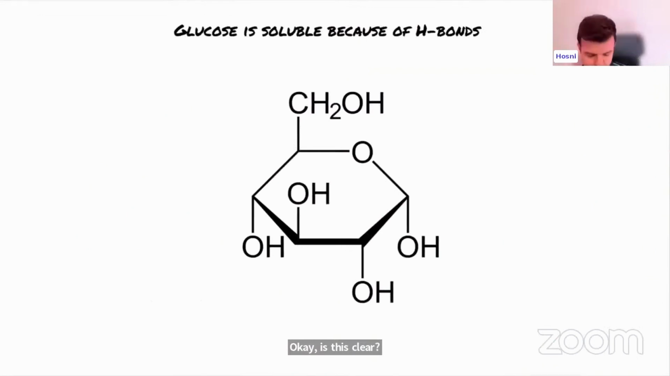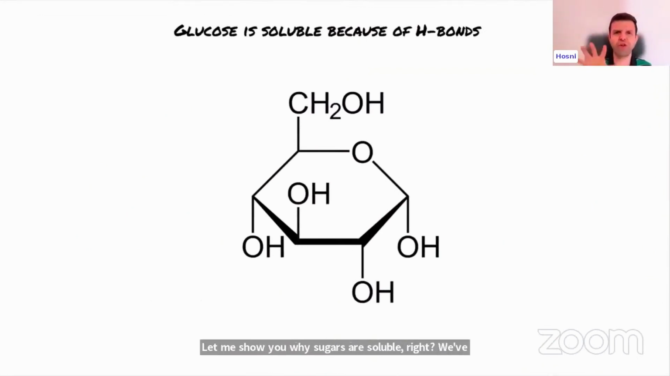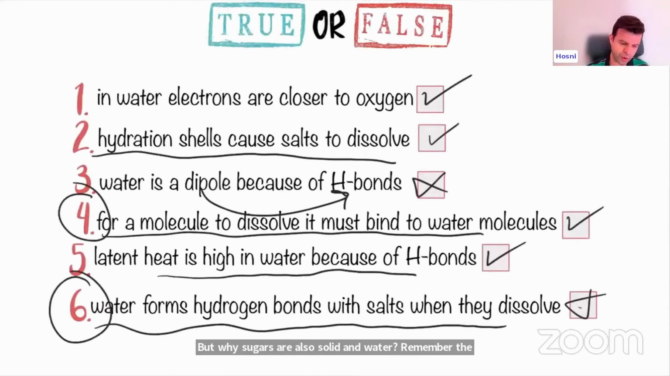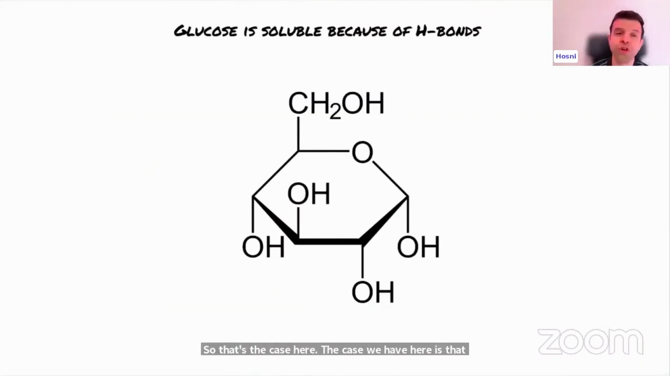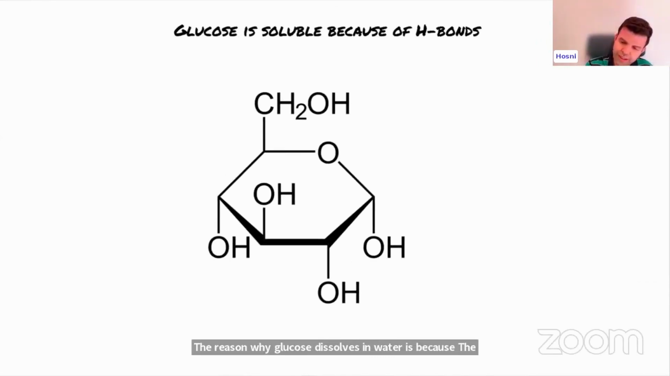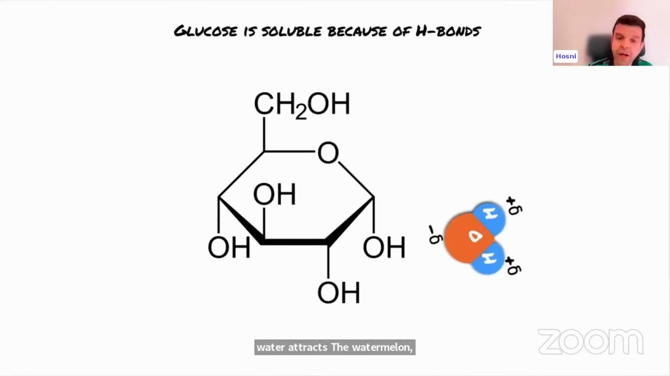Let me show you why sugars are soluble. We've seen why salts dissolve, but why are sugars also soluble in water? Remember the line we talked about when we were doing electrophoresis? What did we say? For a molecule to dissolve, it must bind to water. So that's the case here. Glucose dissolves in water because the sugar attracts the water molecules.